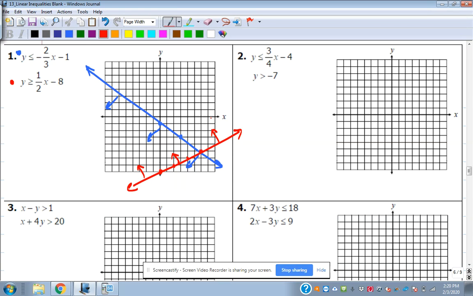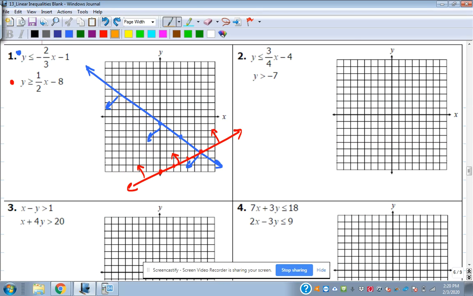Where would the solution area be? Right here where the arrows are all pointing into the same spot, right? So that's the solution area. That's the area I want to shade. So my solution area is this part. Okay. That makes your graphs a lot easier to read.